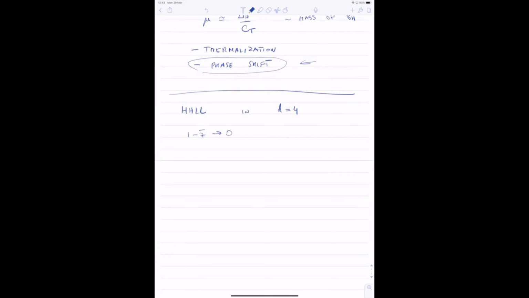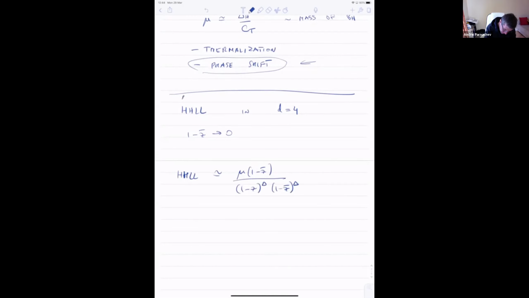Okay, so in this limit, we're going to again consider an expansion in powers of mu. The leading term comes from the stress tensor, so heavy-light, it involves mu times 1 minus z bar divided by 1 minus z to the power delta, 1 minus z bar to the power delta, where delta is now the conformal dimension of the light operator.